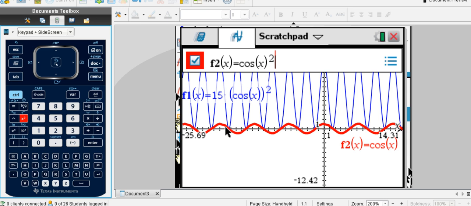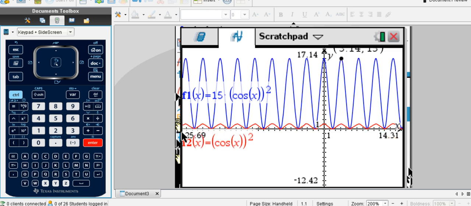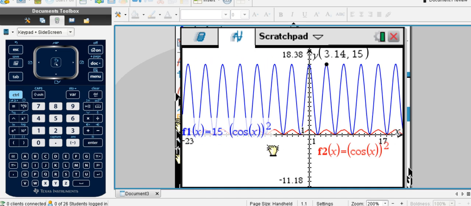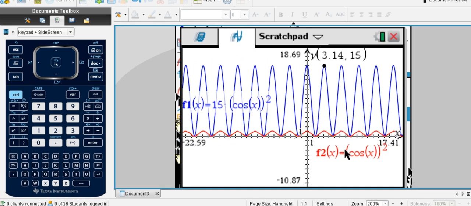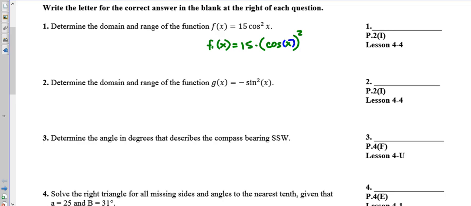So this part should flip right there. I press enter. You see how it just flipped them? And that's because we just squared all the values. So now it's between 0 and 1. If I multiplied it by 15, that would make it between 0 and 15. So that's how you do these. That's why it kind of makes sense.